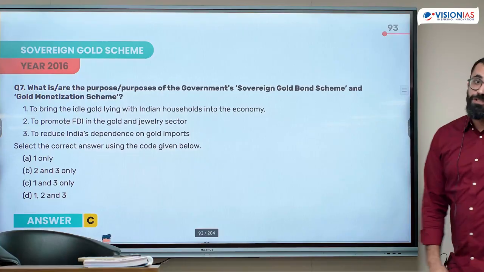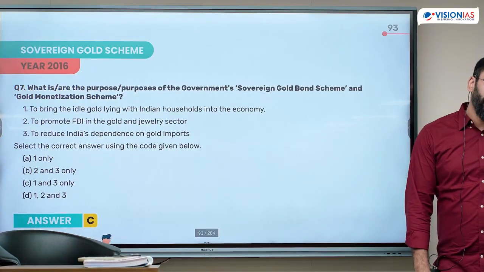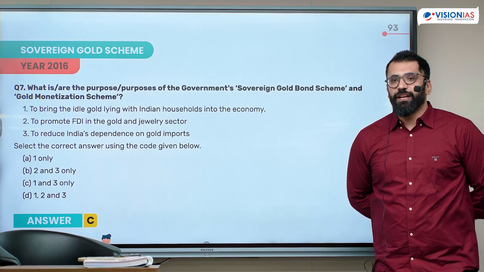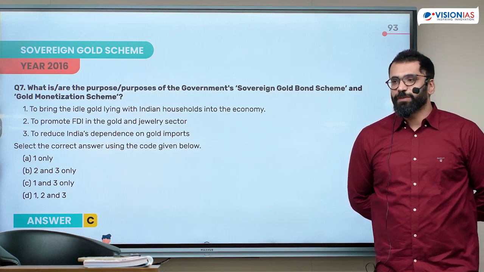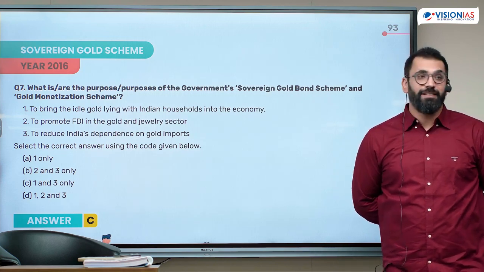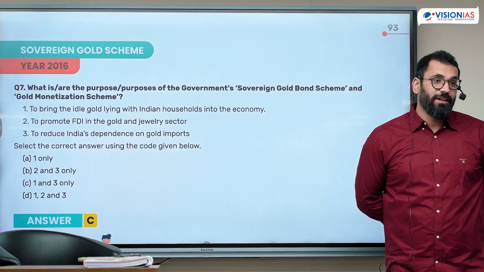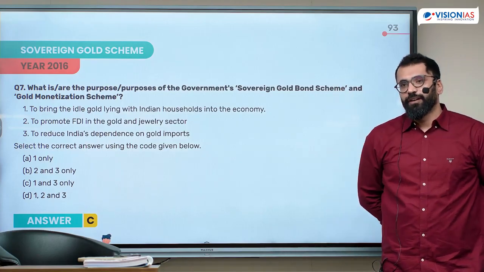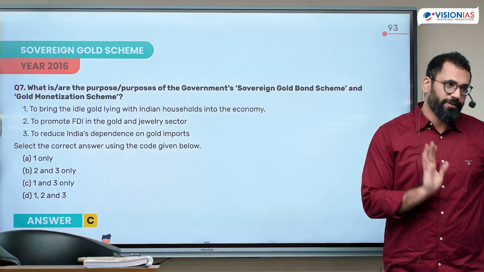Sovereign gold scheme. This scheme was in news this year. Why? We have reduced the gold duty from 15% to 6%. Why has the government reduced the gold duty? In fact, this is something that the government never wants. Why? First, why is there always high duty on gold? We want to stop the import.